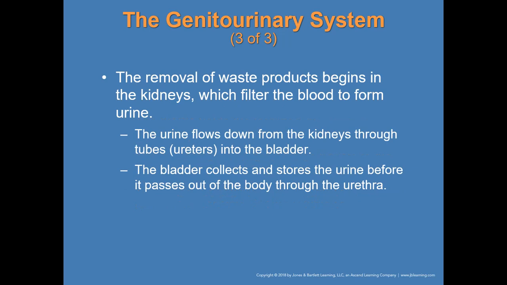Right? Removal of waste products begins in the kidneys, which filter the blood to form urine. So anything the blood picks up, any waste or anything bad for the body, is going to go through the kidneys. It's going to get filtered out, and all the good blood's going to go back, and all that waste is going to get transformed into urine. Okay? From the kidneys, it's going to go through these tubes called ureters and into the bladder. And then once the bladder is full, it's going to pass out of the body through the urethra.